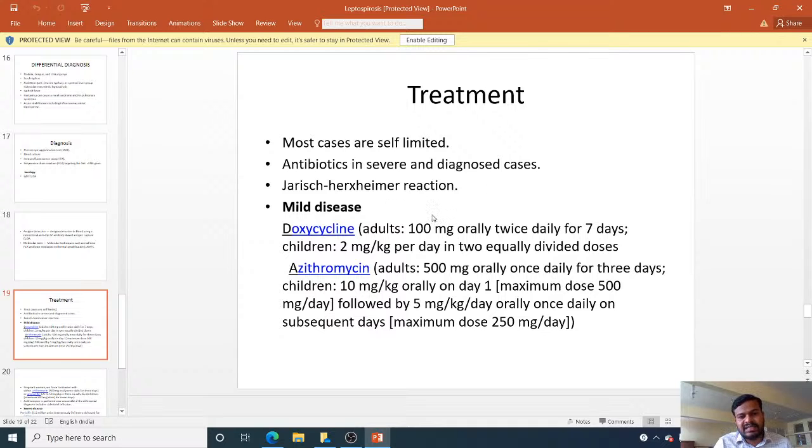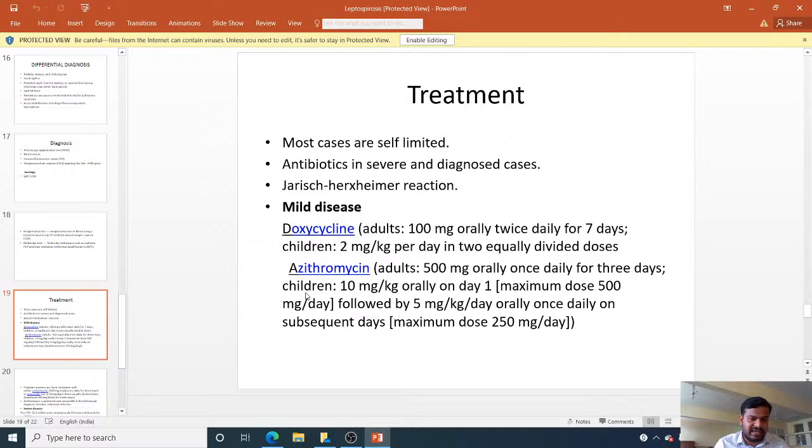So in mild disease, how do you treat the patient? You give doxycycline, 100 milligrams orally twice daily for 7 days. In children, 2 milligrams per kg per day in two equally divided doses. So doxycycline and azithromycin in mild disease. The treatment will alter in severe disease definitely.